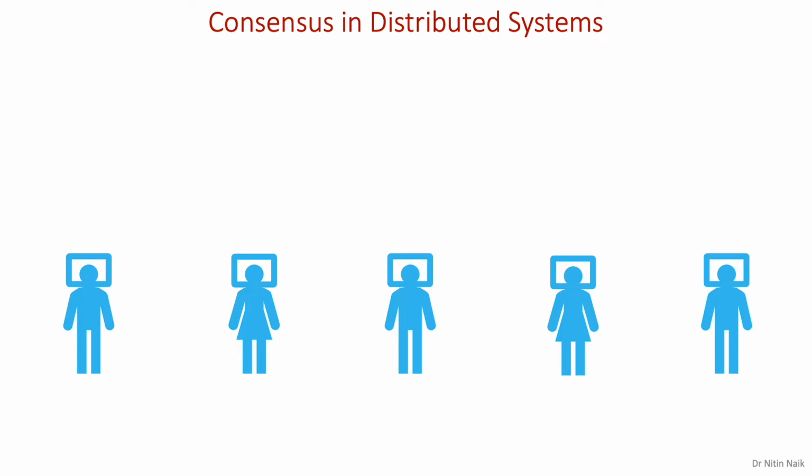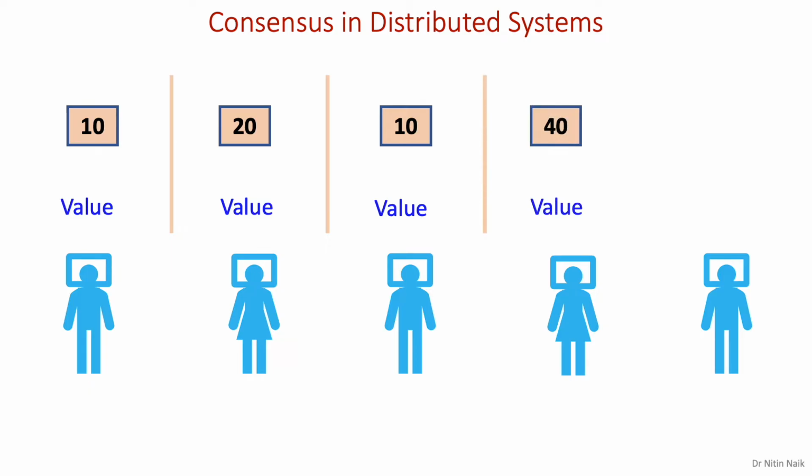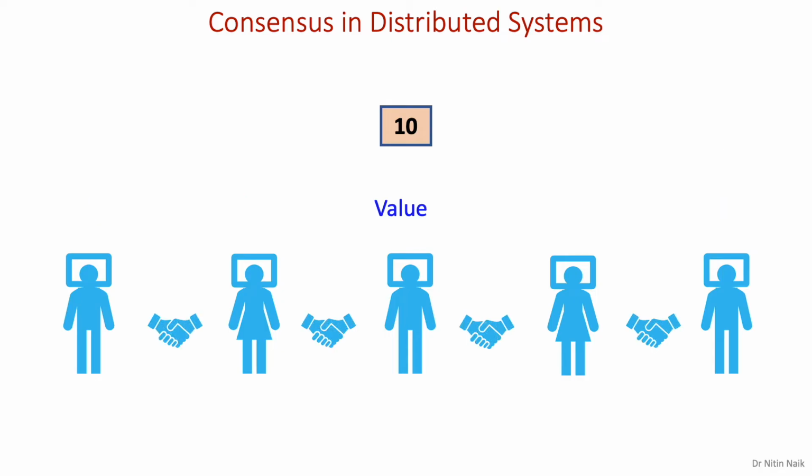Let's have a look at consensus in distributed systems. Just replace 5 friends with 5 nodes of a distributed system, and instead of a restaurant, each node is proposing a value here. First node proposes a value of 10, second node proposes a value of 20, third node proposes a value of 10, fourth node proposes a value of 40, and fifth node proposes a value of 10. Now, all these nodes of the distributed system can reach a consensus on the value of 10 based on the majority rule. But this does not cover the complete definition of consensus.